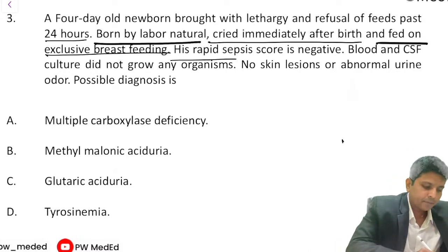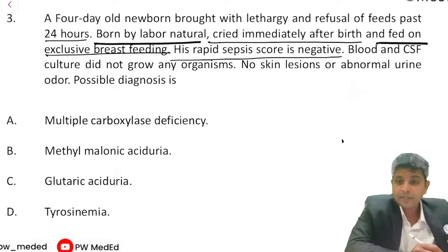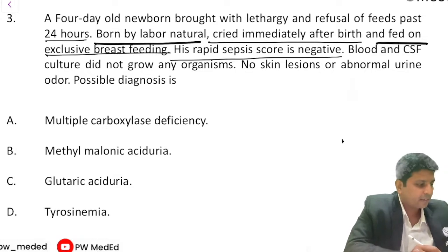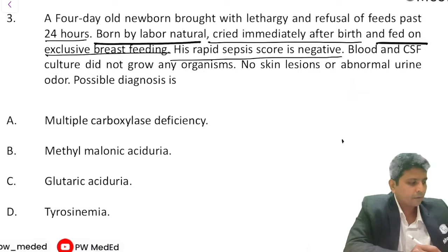His rapid sepsis screen is negative. That means what? Rapid sepsis screening is negative. Okay, negative.